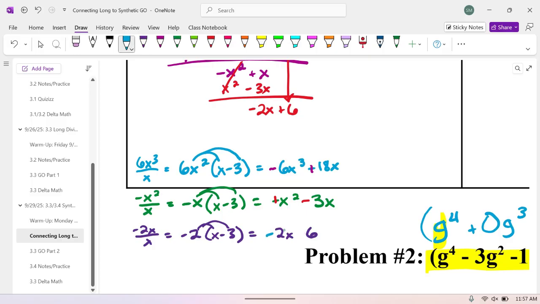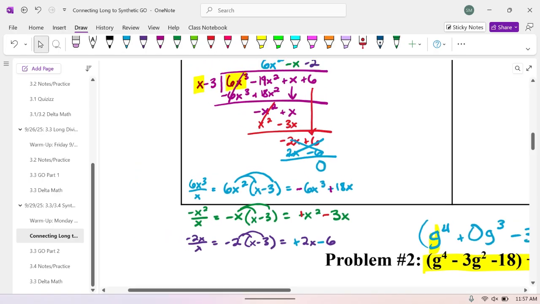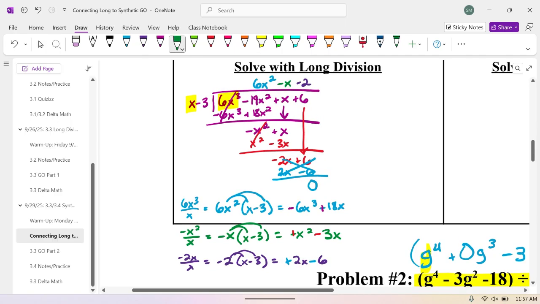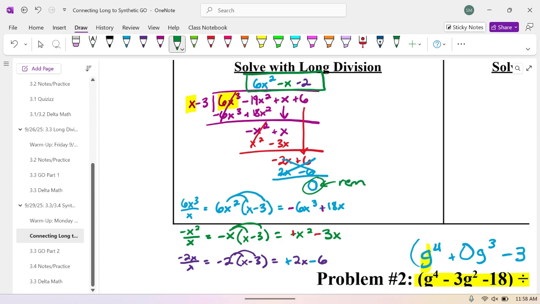So if I switch the signs, this would be negative, or no, that would be positive. This would be negative. So we have 2x minus 6. What happens? They both cancel. So what's my remainder? 0. So our remainder is 0. So 6x squared minus x minus 2 would be our answer.